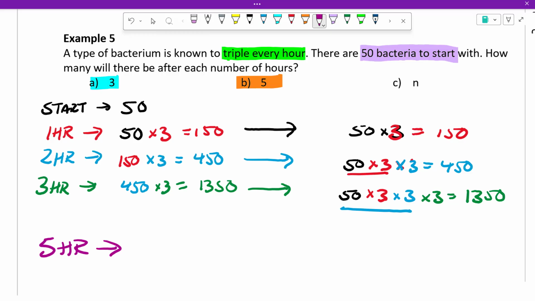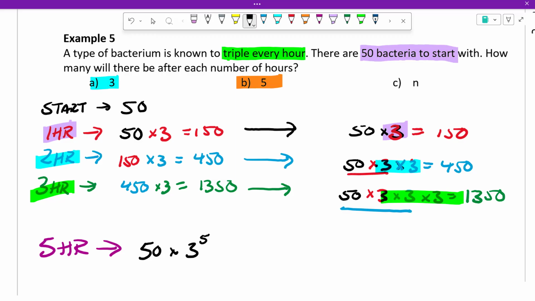George? Would it be 50 times, like, a repeated 3 for 5 times? Yeah, if you look at this, for the first hour, it tripled once. We had 1 3. For the second hour, it tripled twice. So we have 2 3s. For the third hour, it tripled 3 times. So we have 3 3s. So for the fifth hour, we expect there to be 5 3s. And we're not going to write that out because that's a lot of 3s. So instead, we write it in exponential form.